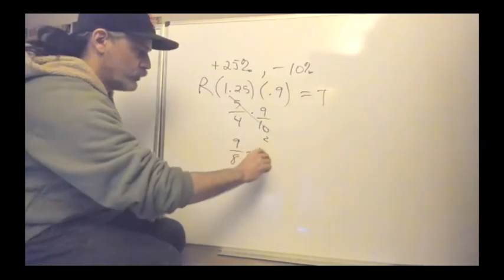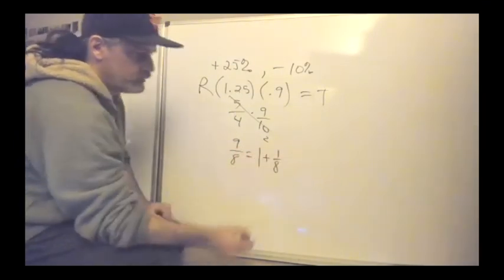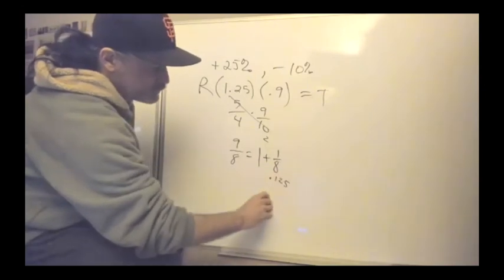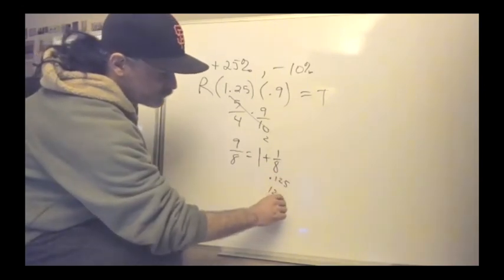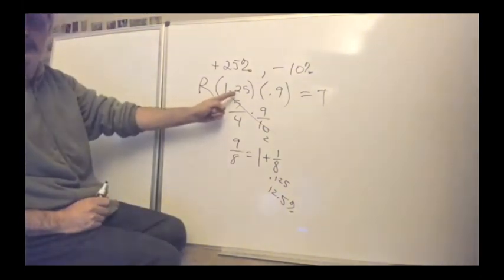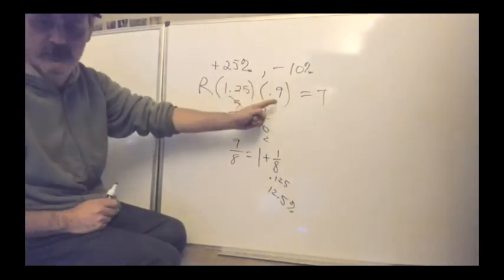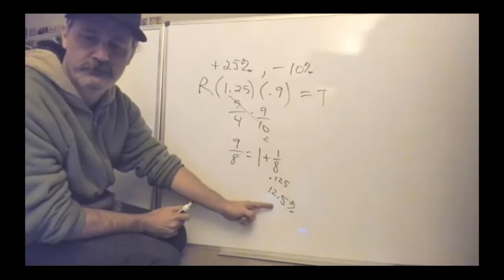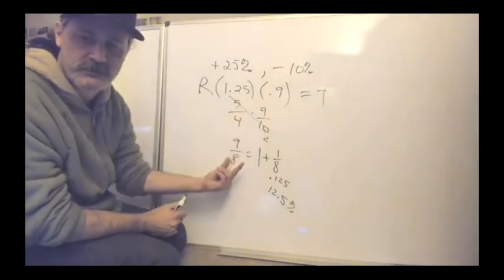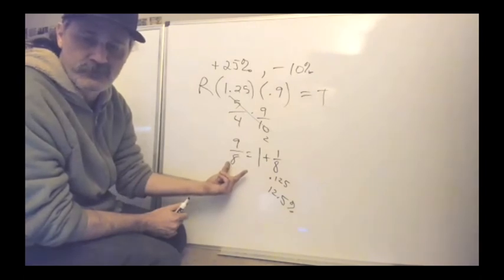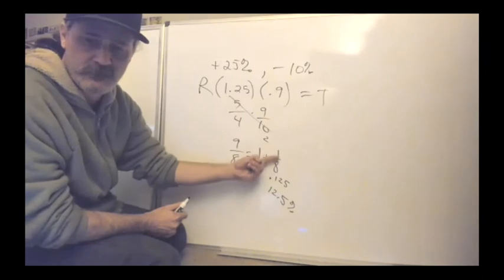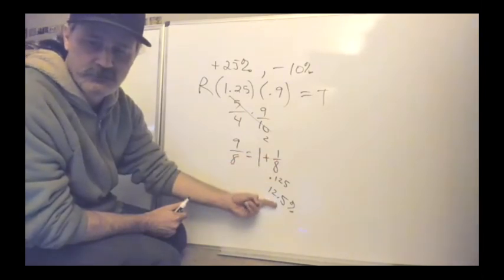9 over 8 is 1 plus 1/8. 1/8 is 0.125. So the net result of increasing by 25% followed by decreasing by 10% is a 12.5% increase. Because when you multiply these numbers, that's the net resulting growth factor, which is an increase, and this is what we added to the 1, which I converted to a percentage.